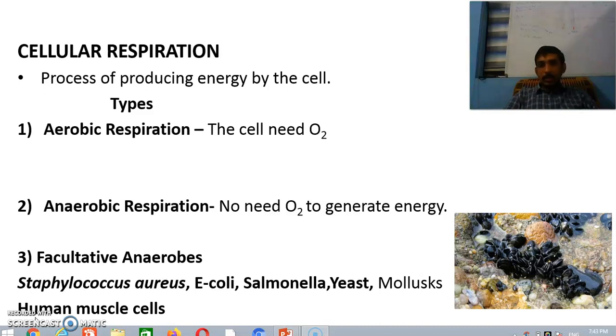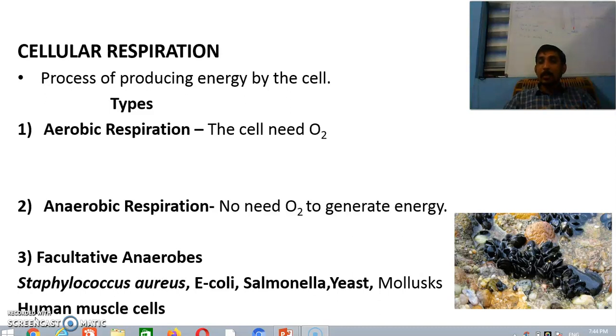Today we are going to discuss the topic cellular respiration. We know that all living organisms in this universe need energy for performing their cellular functions. So the process of producing energy by the cell is known as cellular respiration. This cellular respiration may be of different types.